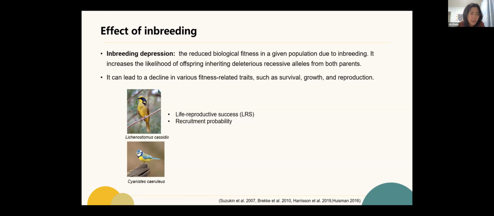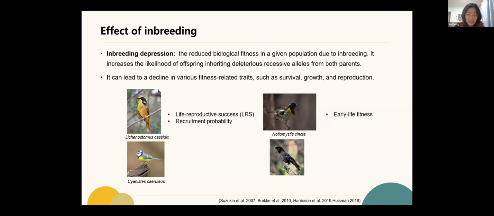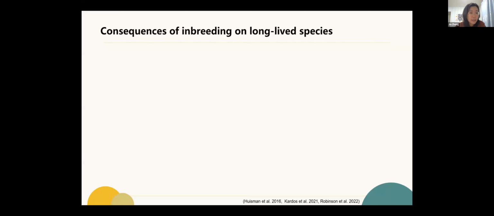For example, in the helmeted honeyeater, inbreeding has long-lasting negative effects on reproductive success throughout life. And in blue tits, inbreeding can also reduce the recruitment probability. However, in other species like the New Zealand hihi and, I think this is the Hawaiian crow, inbreeding was found to only influence early life fitness, which means only influencing embryo development or hatching success. And I am very interested in the consequence of inbreeding on long-lived species.